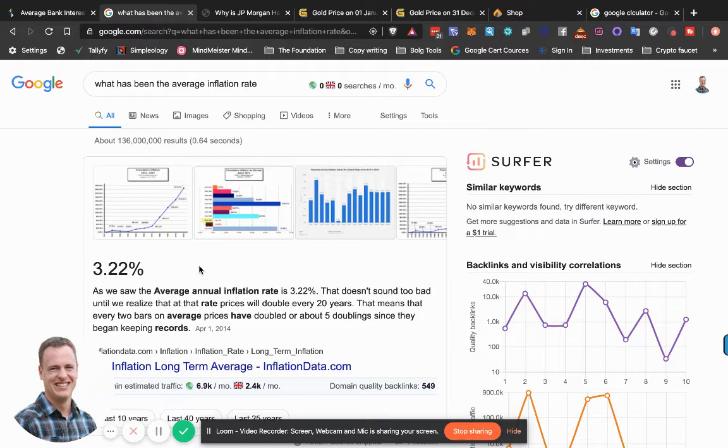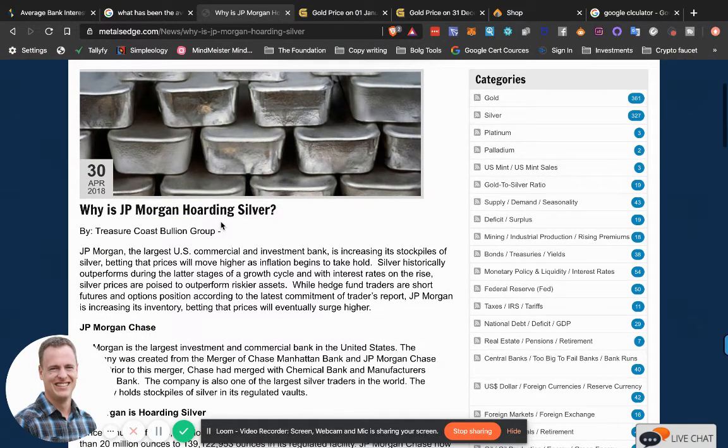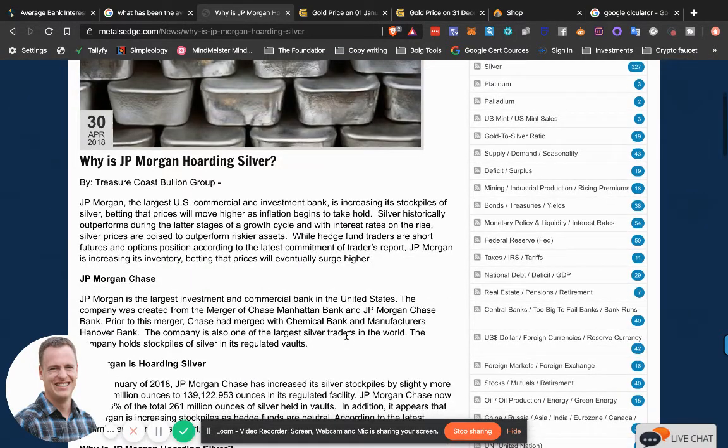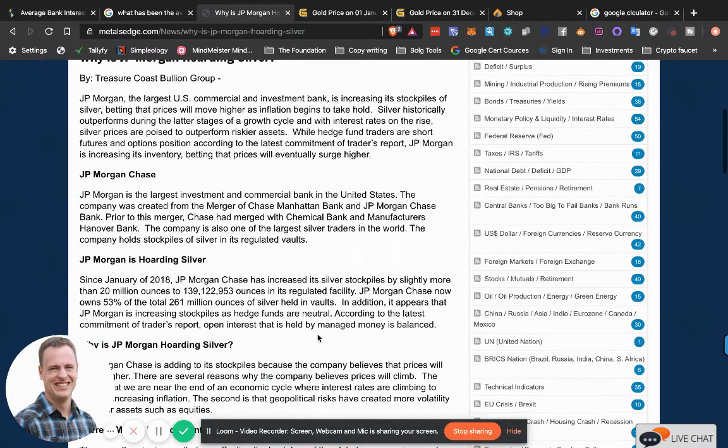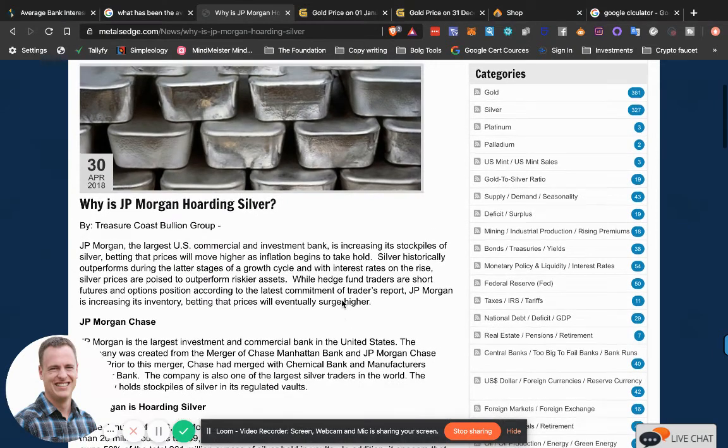So, first off, when we think about this, we got to think, okay, so what are the big players doing? A good example is Chase Bank. Chase Bank is basically hoarding silver. They have one of the biggest stashes of silver. They own over 53% of the total 261 million ounces of silver held in their vaults. Why are they stacking silver? Because they know it's gonna go up.